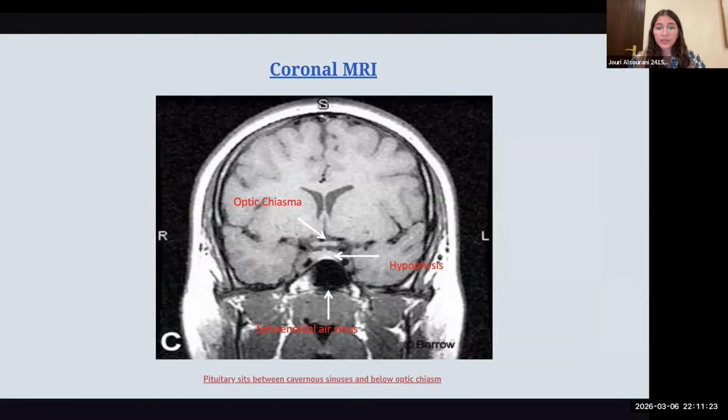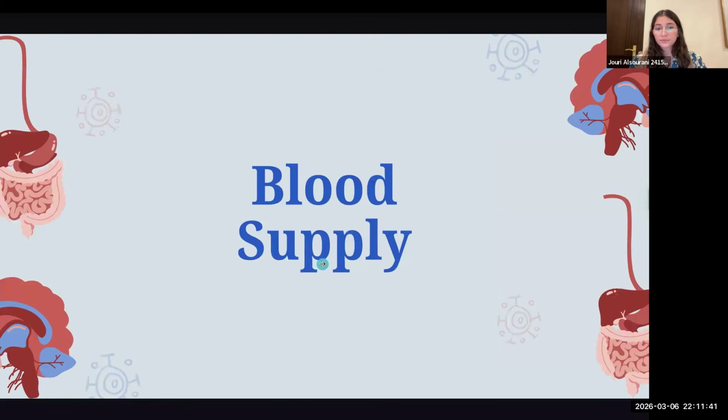As for this MRI, we just need to know here we have the hypophysis. It sits between these two cavernous sinuses. And above it, we have the optic chiasma. Again, remember, if this is compressed, we'd have the loss of the temporal vision. And below that, again, black is air. So we have the sphenoid air sinus.